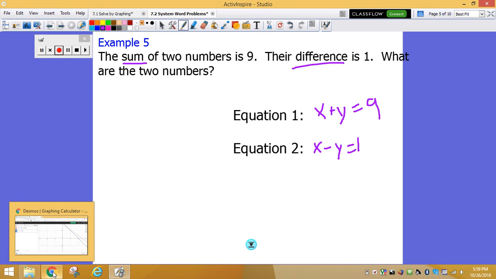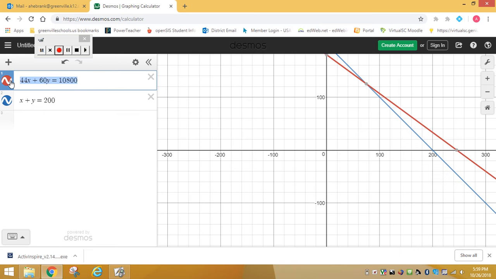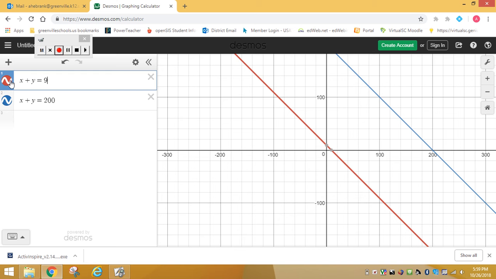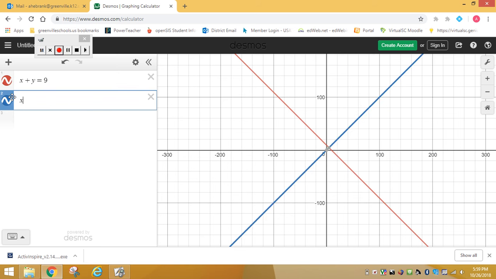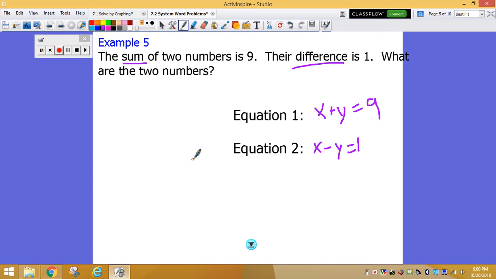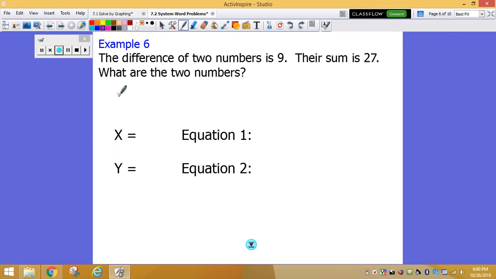Well, let's type those in Desmos. x plus y equals 9. And x minus y equals 1. And my answer is 5, 4. So what are my two numbers? 5 and 4. And let's make sure that makes sense. 5 plus 4 is 9, so that works. 5 minus 4 is 1, so that works. We'll do another one like that.